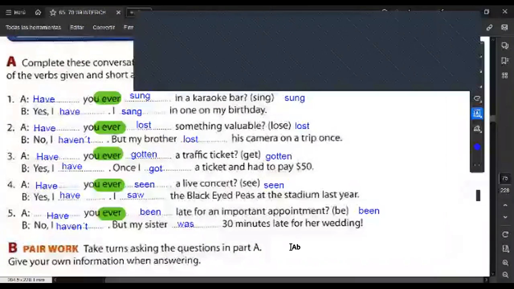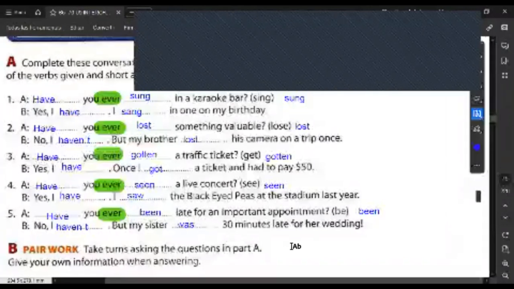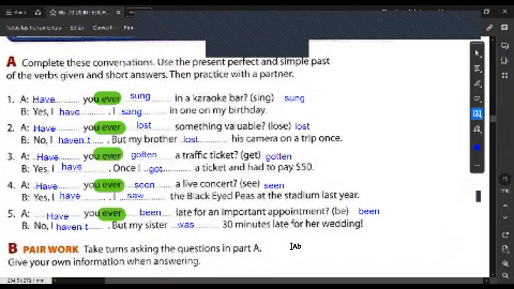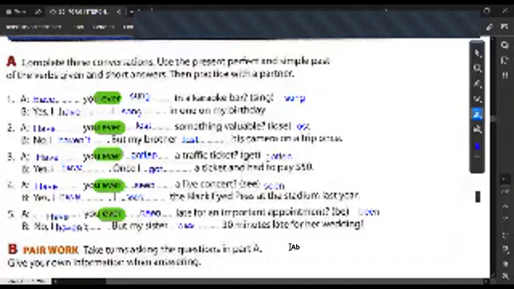Okay, here it is. So, have you ever sung in a karaoke bar? Yes, I have. I sang in one on my birthday. Have you ever lost something valuable? No, I haven't.